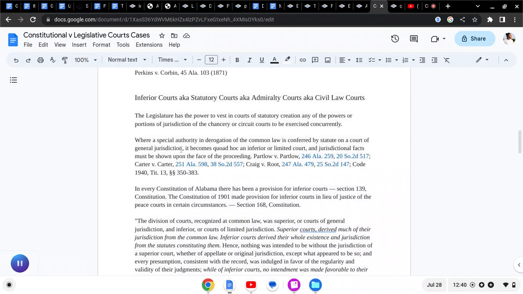Courts of general jurisdiction are created by the Constitution. They are superior courts. Okay? However, when someone files a lawsuit in that court that was created by the Constitution under a statute, that superior court of general jurisdiction is no longer a superior court of general jurisdiction. It becomes quod hoc an inferior or limited court, and jurisdictional facts must be shown on the face of the proceedings. It's an inferior court. It is no longer a constitutional court. It is a legislative court. It is an administrative court.